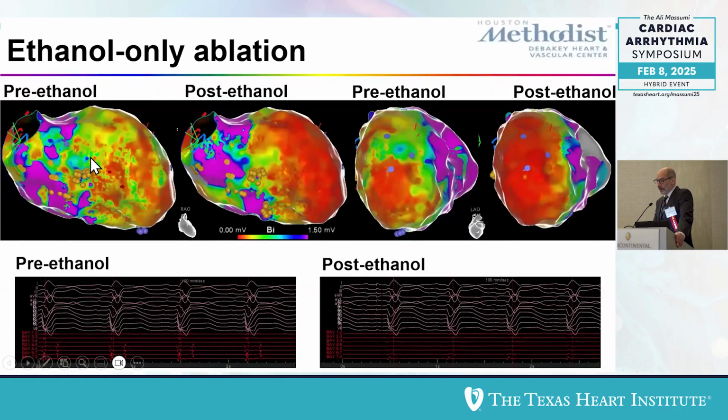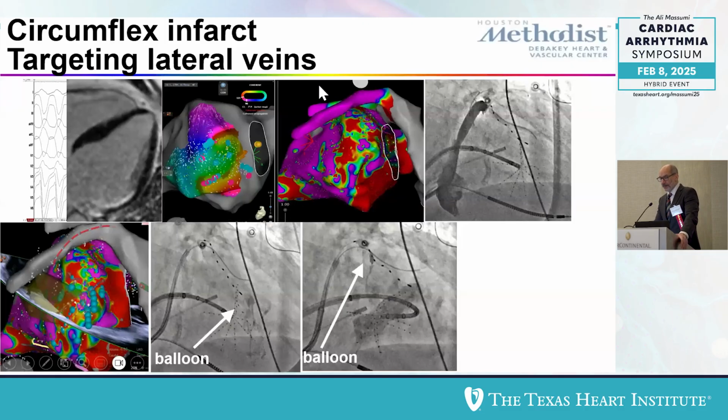We then finalize the ablation with radiofrequency to make sure that the standard of care is not compromised. We want to show core isolation, no late potentials endocardial, and lack of capture in the scar. This is an example of circumflex infarct and how we approach it.